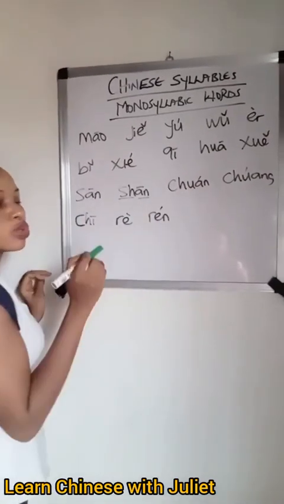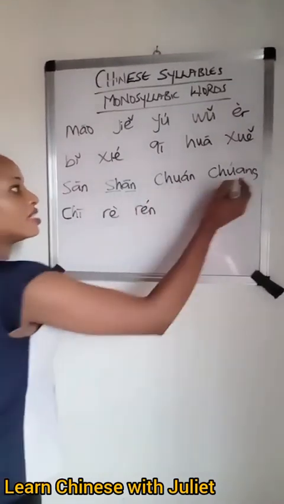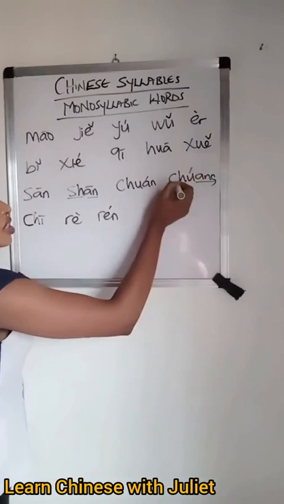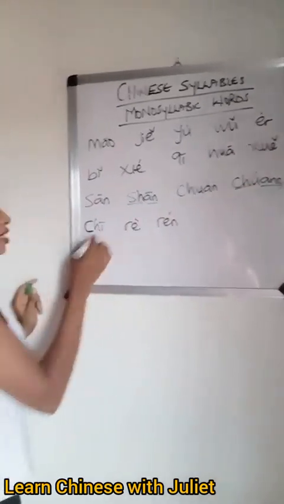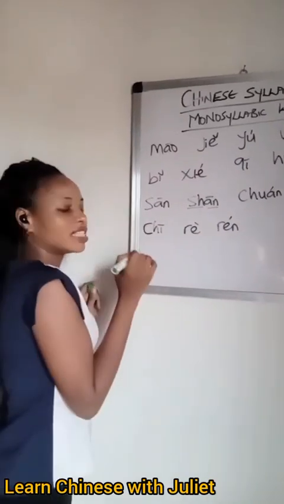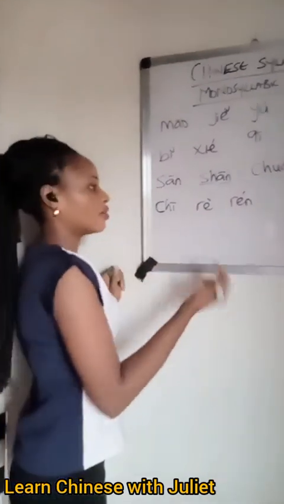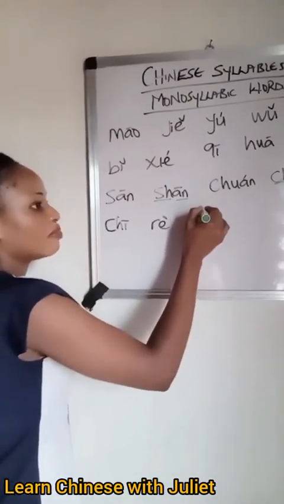Now this is chuan, boat. Now we have this to be chuang. If you can remember, this is u and ch. We have this as chuang. Now this is chuang, bed. Now this is chi, to eat. This is re, heat. And this is ren, a person or people.